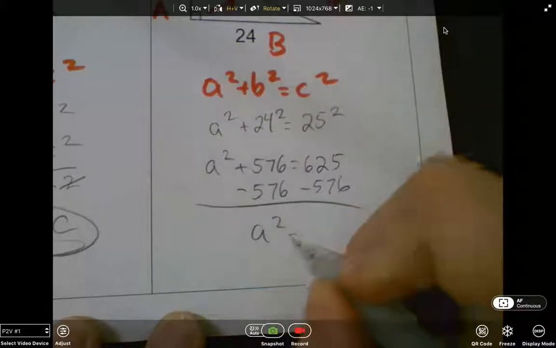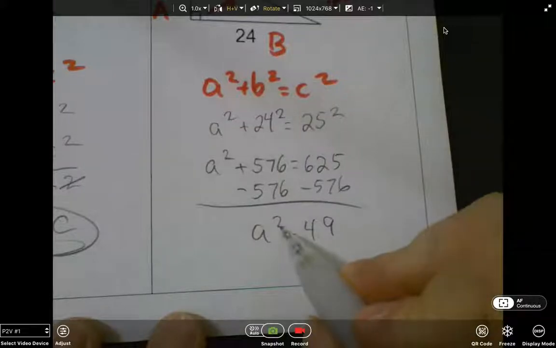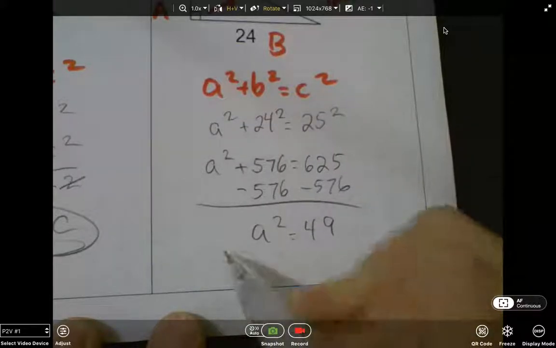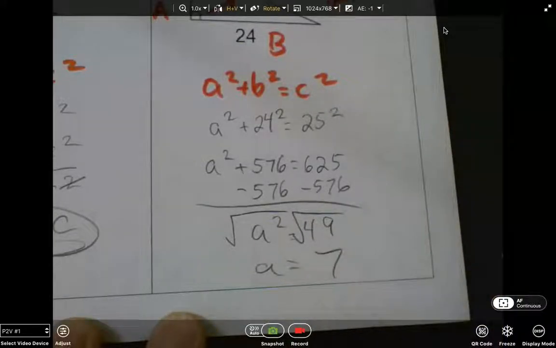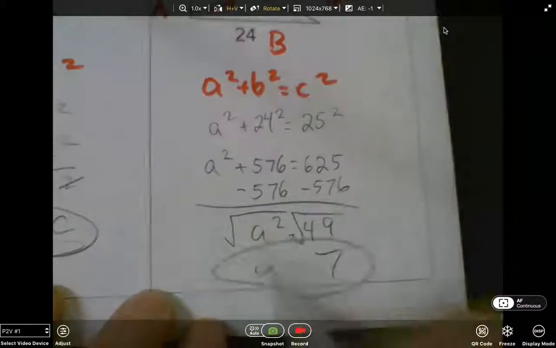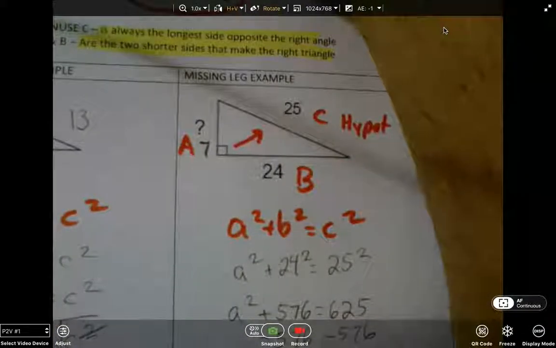When you do that, you're left with A squared equals 49. Our last step is to get rid of that square by square rooting both sides, and you're left with A equals 7. So we can now say that this missing leg is 7.